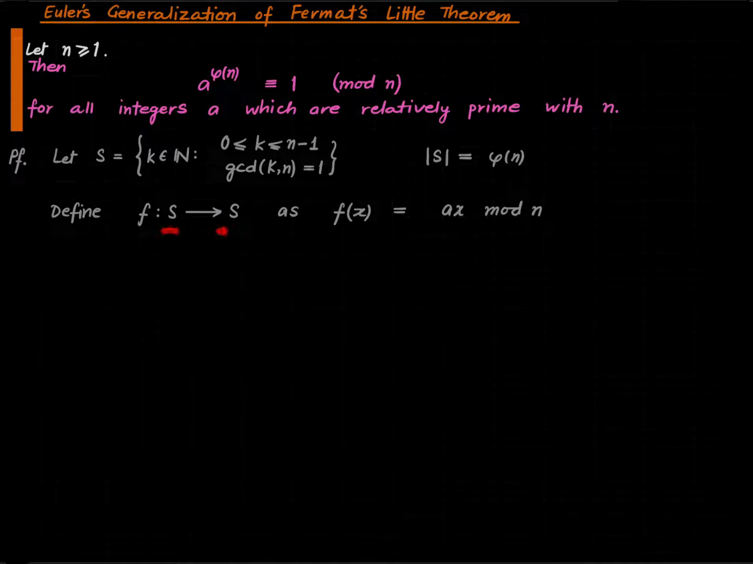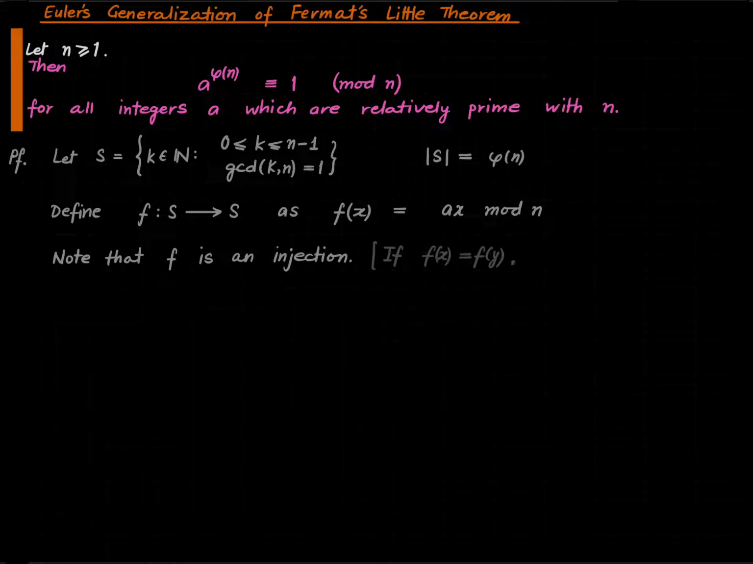So f is a function from S to S, just think about it if it is not clear. And in fact, f is an injection. f is an injection because if f of x equals f of y, then ax would be congruent to ay mod n. And now, as usual, you can do it in two ways. Either you use the fact that a is invertible modulo n, so you multiply both sides with the inverse of a and you get rid of a, and you will obtain that x is congruent to y mod n.